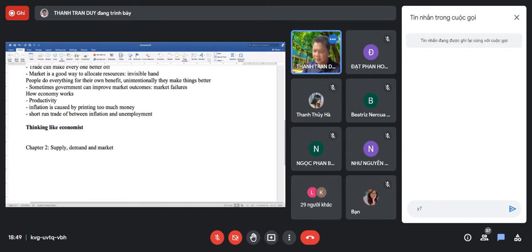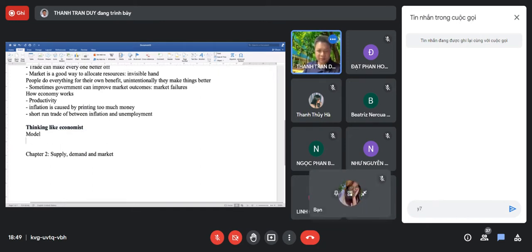The keywords will be: model, circular flow diagram, production possibilities frontier, and normative and positive.